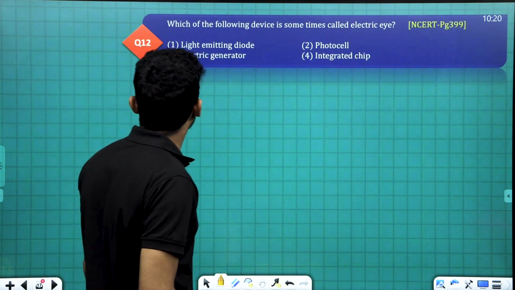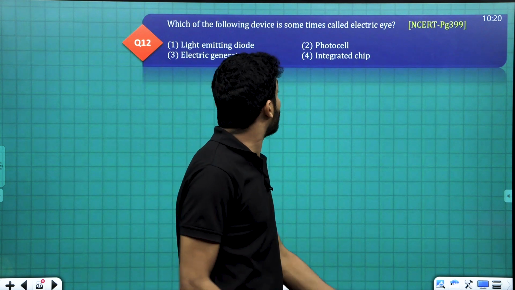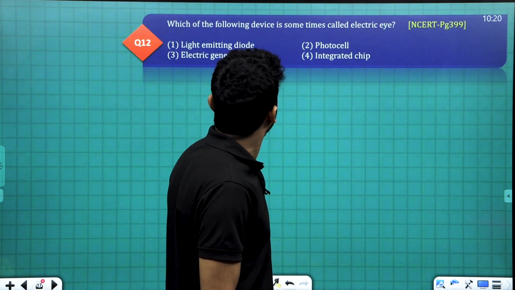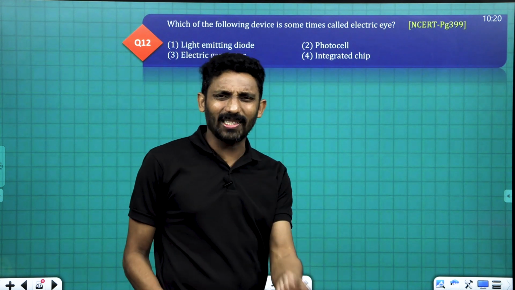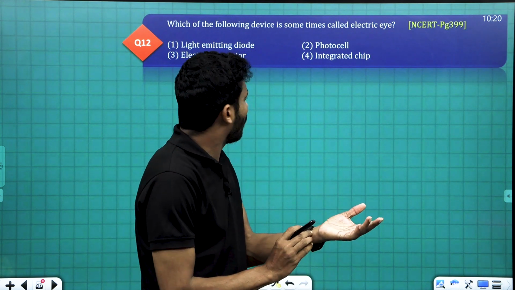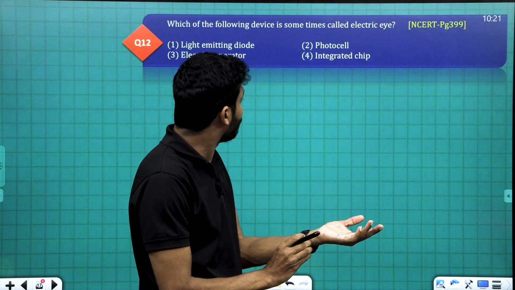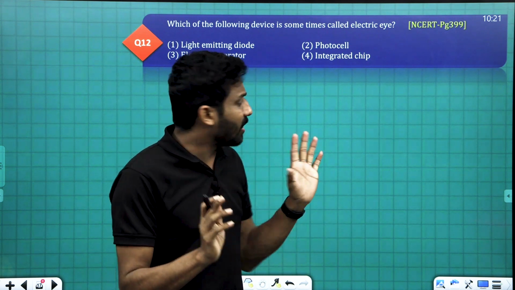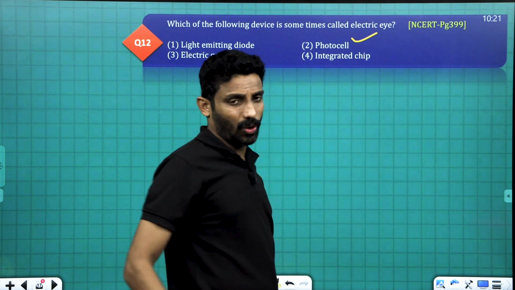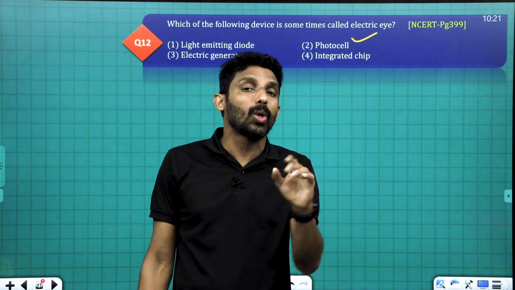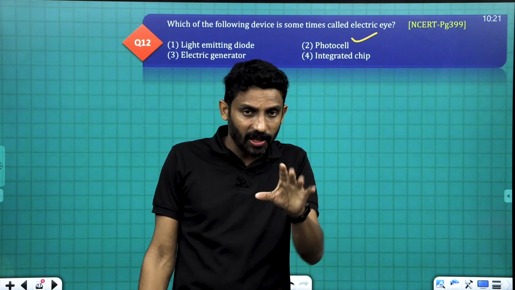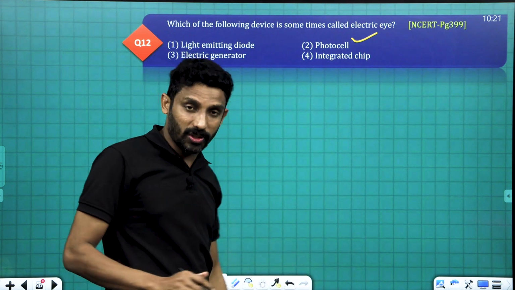Okay. Next, which of the following devices is sometimes called electric eye? That is just a term, no need of worrying about it much. Electric eye, you just remember this one, photocell. What is photocell? The conversion of radiation energy into electric energy is photocell.